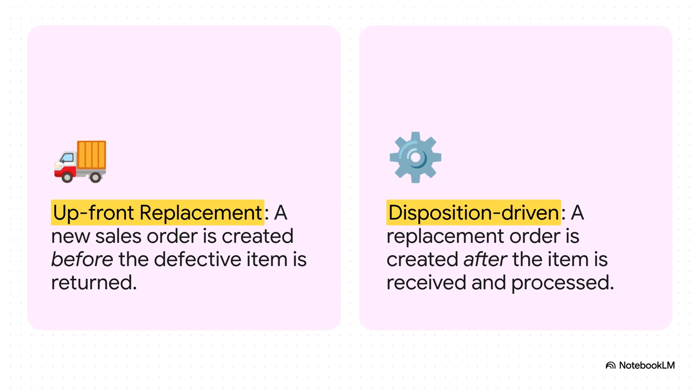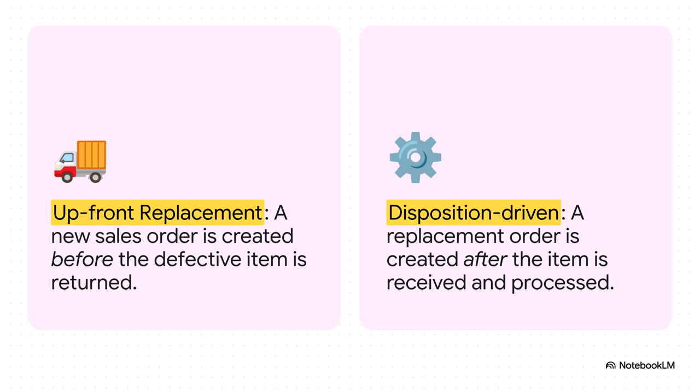When we talk about replacements, there are really 2 main strategies, and this is a big strategic choice for your business. You can do an upfront replacement, which means a new sales order is created the second the RMA is approved. This is all about speed and blowing your customer away with amazing service.